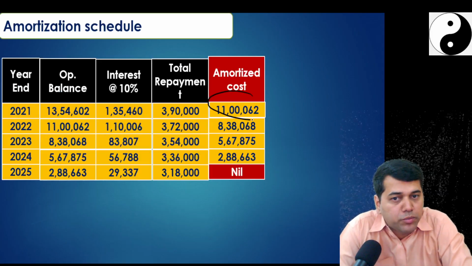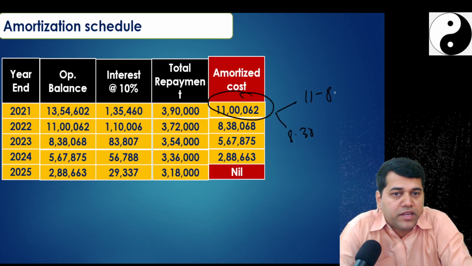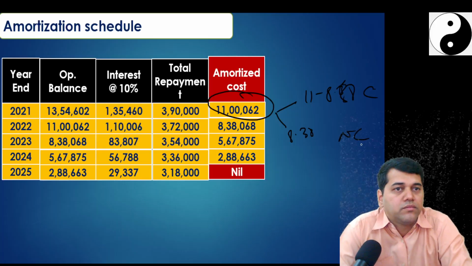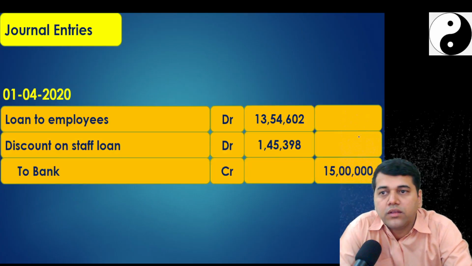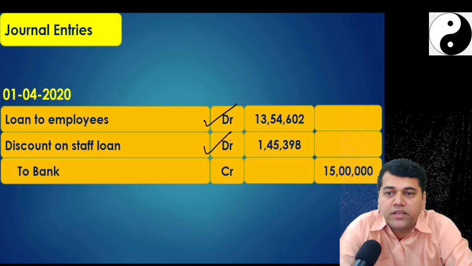Next, we are going to prepare the amortization schedule, and we know that the total amount should be this. The breakup is 8.38 minus 11 minus 8.38. This is current, this is non-current. Then I will go to the journal entry. First I will debit the employee loan, debit the discount.